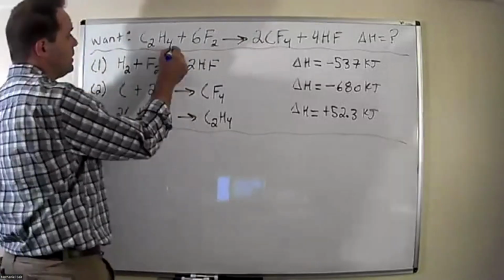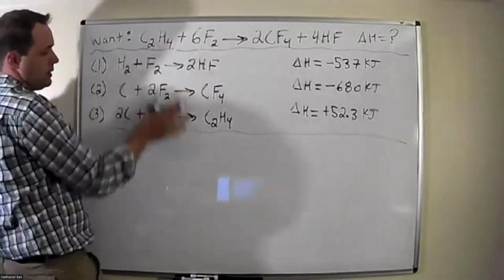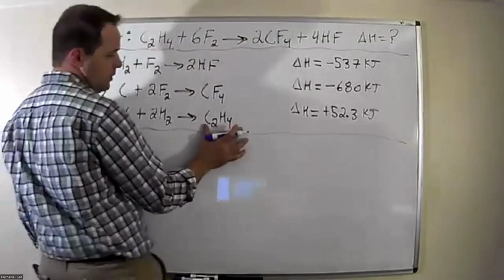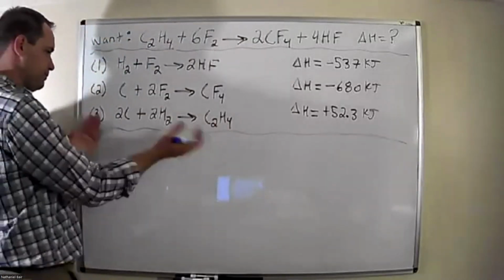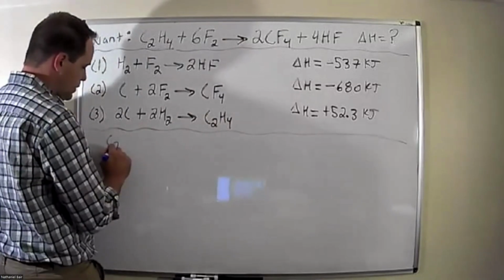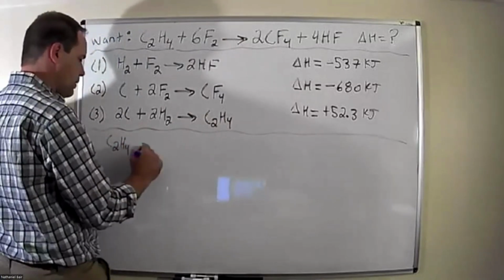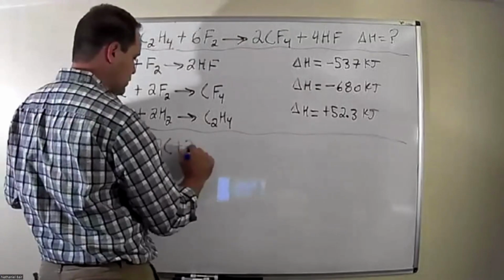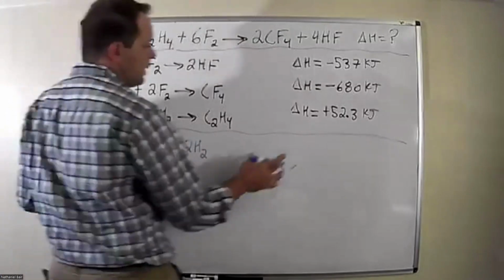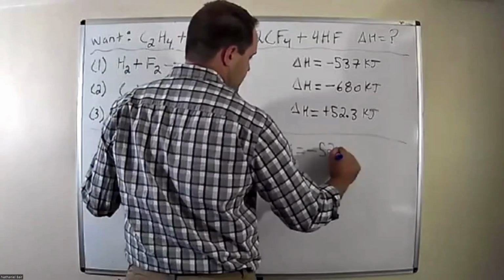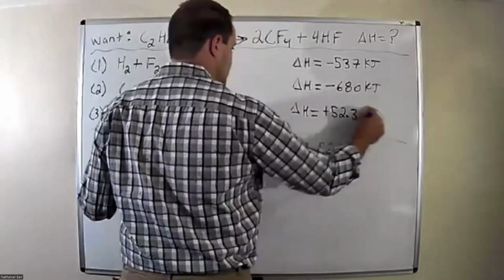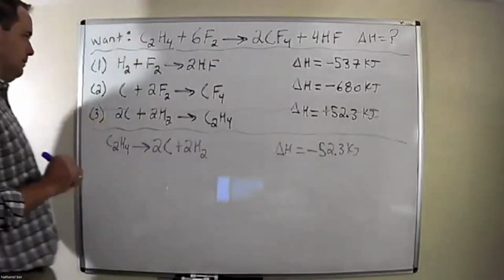Here we go. C2H4. We need C2H4 on the reactant side. Reaction 3 has C2H4 in it, but it's on the wrong side. So we're going to flip reaction 3. So we get C2H4 goes to 2C plus 2H2. And now this becomes negative 52.3 kilojoules because we flipped it.